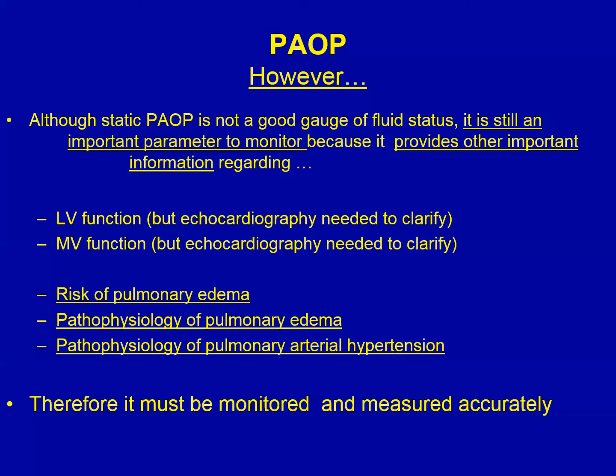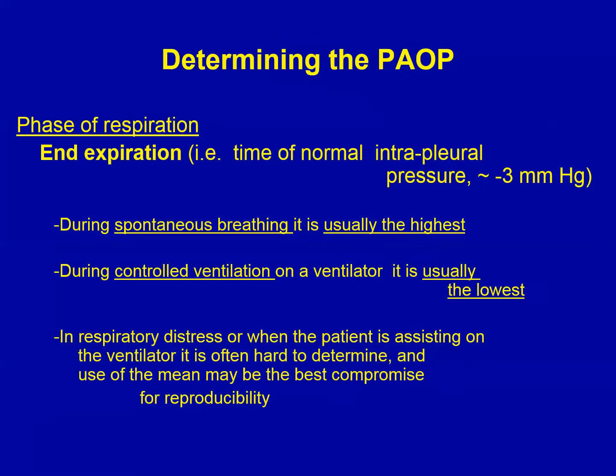However, just because pulmonary artery occlusion pressure is not a good gauge of fluid status, it is still an important parameter to monitor because it provides important information regarding LV function, mitral valve function, the risk of pulmonary edema, the pathophysiology of pulmonary edema, and the pathophysiology of pulmonary artery hypertension. Therefore, it must be monitored and measured accurately.